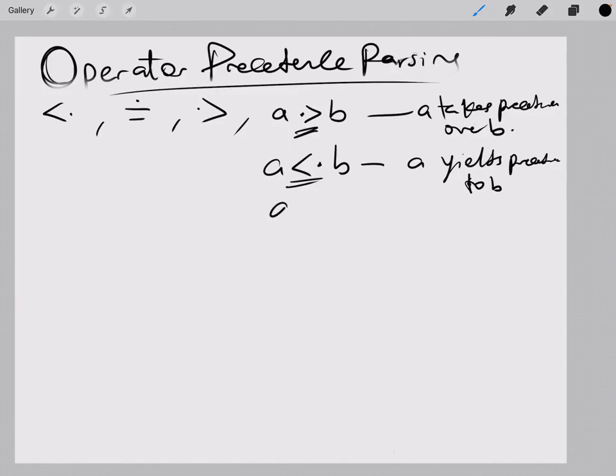Now when we have the enlightened equal to, because that dot looks like a monk's dot, we are simply saying a has the same precedence as b. So this is what these symbols mean, and I hope you understand. All right, we have to note that these are relations, and we will need them a lot as we go on.